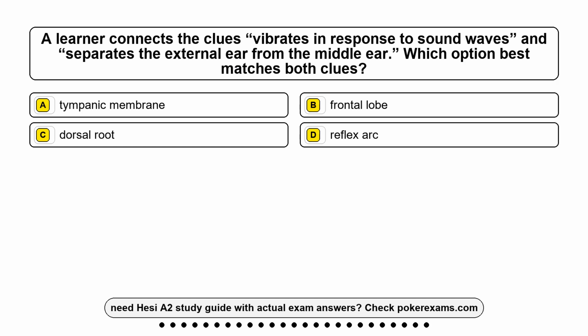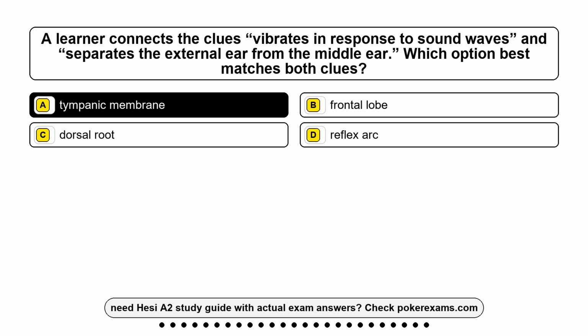Question 19. A learner connects the clues: vibrates in response to sound waves, and separates the external ear from the middle ear. Which option best matches both clues? Option A, tympanic membrane. Option B, frontal lobe. Option C, dorsal root. Option D, a reflex arc. The correct answer is option A, tympanic membrane.